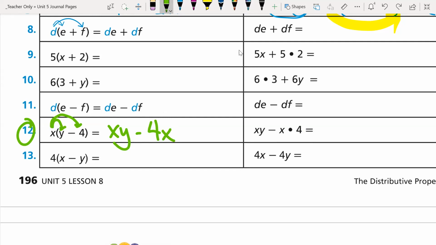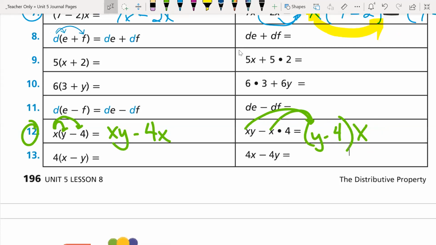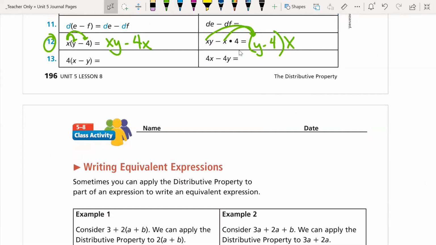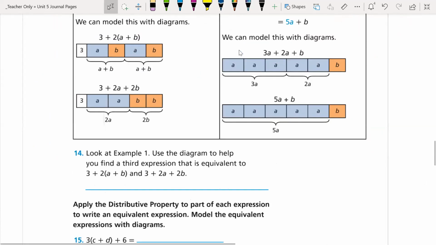Okay. Same deal, I'm going to pull this x out, and I can do that because they're products. I'm left with y minus 4 times x. Okay, that will be on your homework tonight. And if you have questions, I really need you to tune into that Zoom tomorrow at 1 and ask me those questions so we can do some of those together.